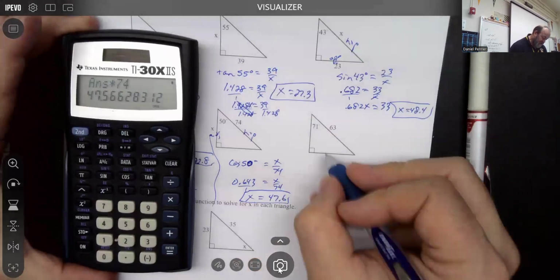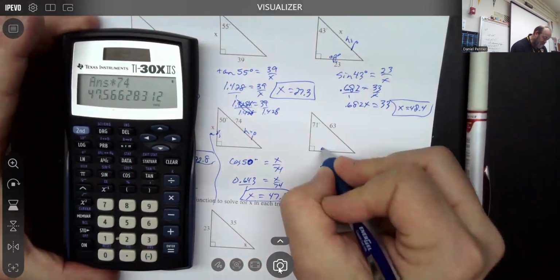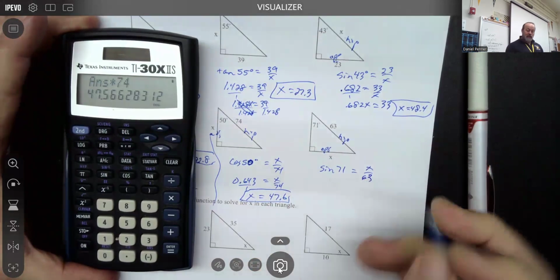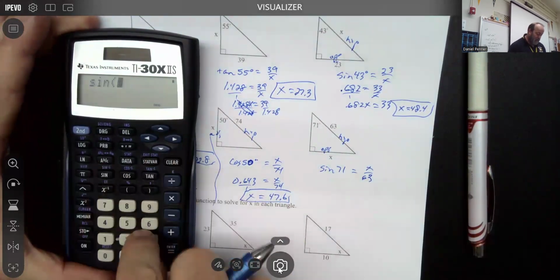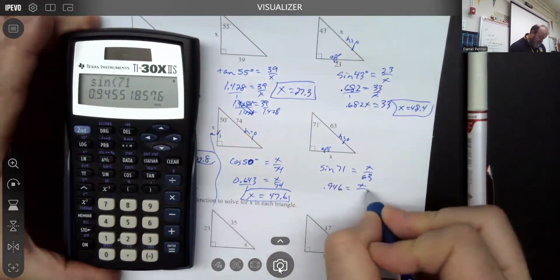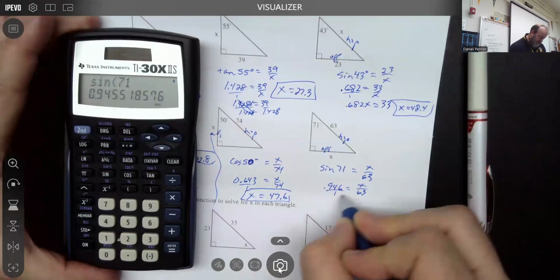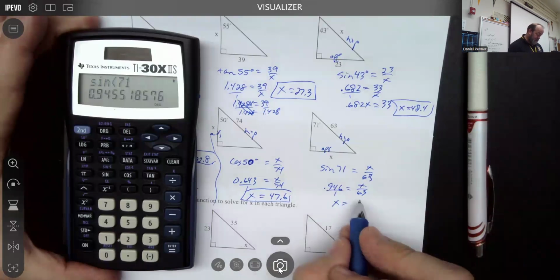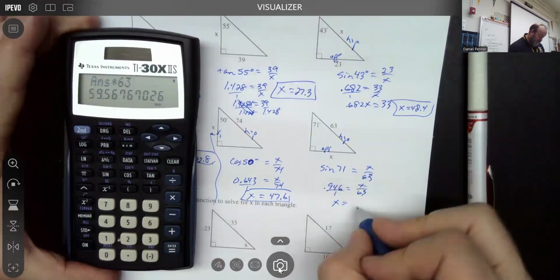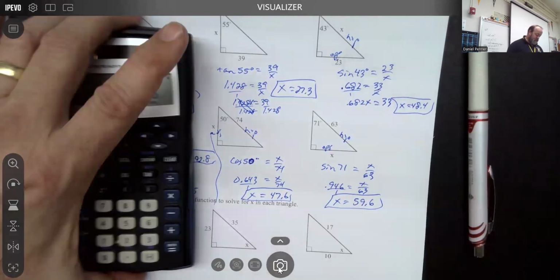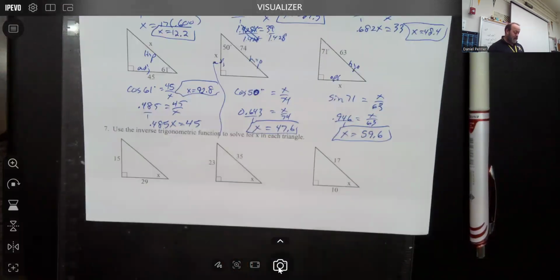Last one, I've got the sine of 71 because this is opposite, this is hypotenuse, so it's opposite over hypotenuse. This is the easier version because the variable's on top. The sine of 71 is 0.946, and when we cross multiply, I just get x, and x is already by itself. So all I need to do is multiply 0.946 by 63, and I got 59.6.